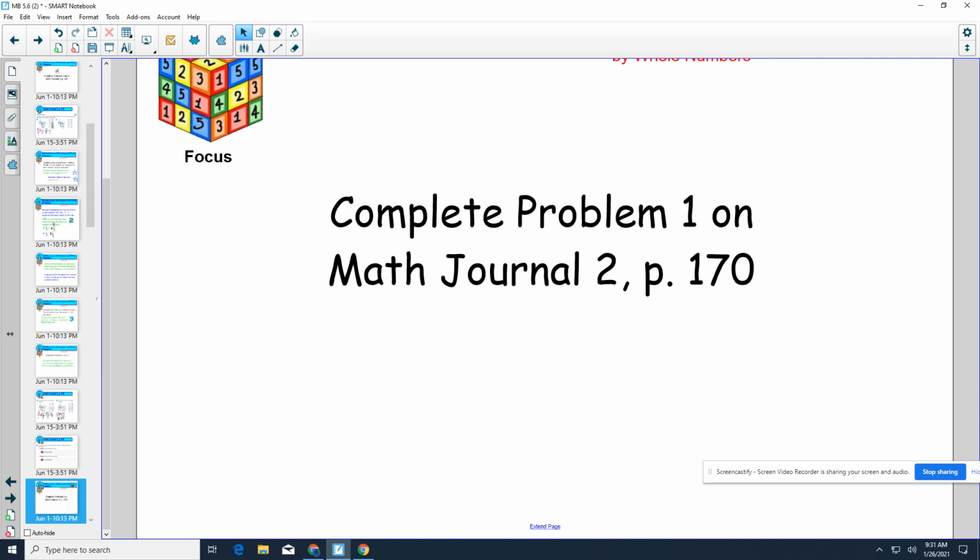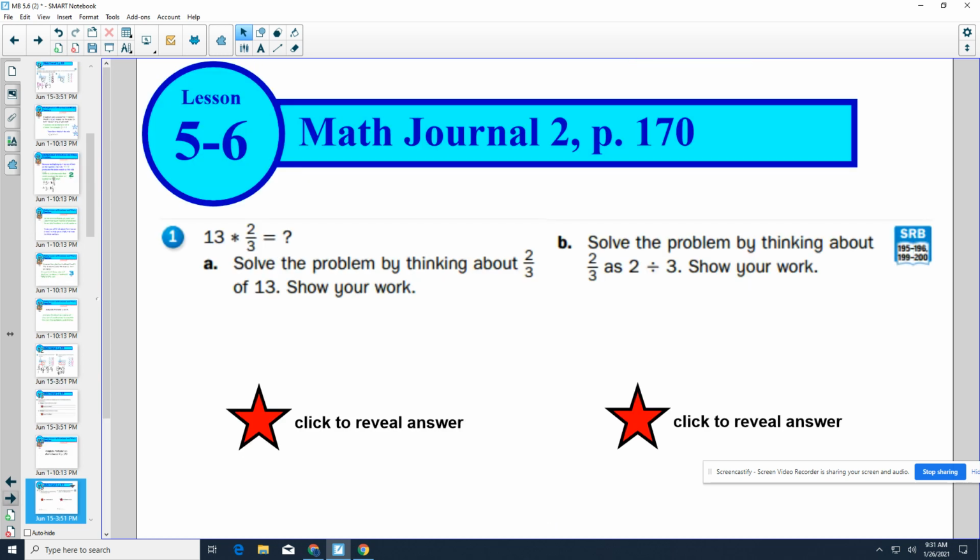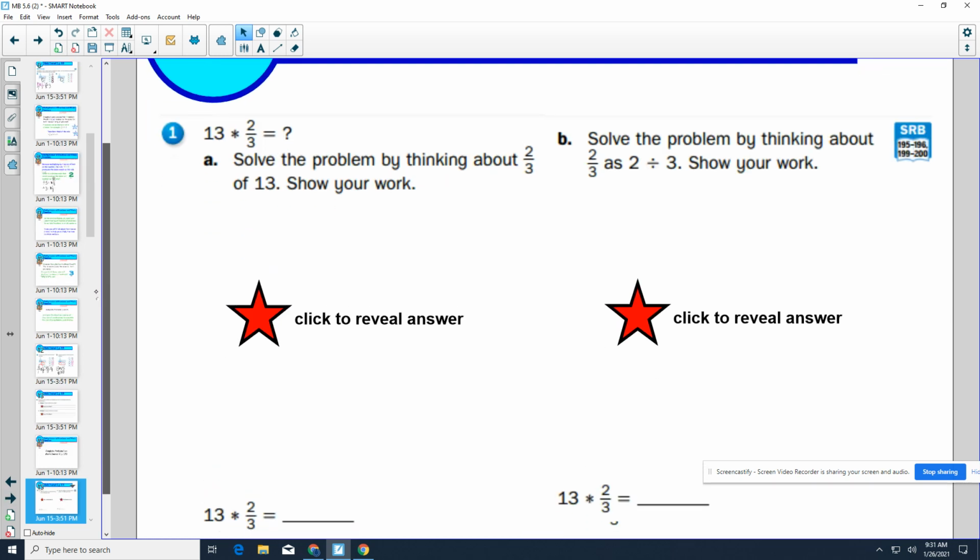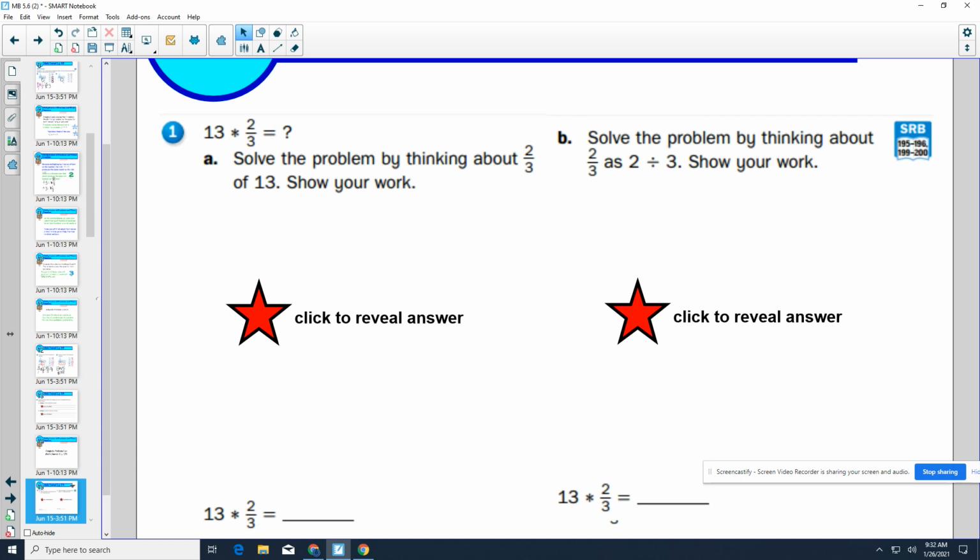All right, so go ahead and pause the video, and you're going to go ahead and complete problem 1 on page 270. All right, so let's go ahead and look at problem 1 together. And so problem 1 is 13 multiplied by 2/3. Solve the problem by thinking about 2/3 of 13. So I could use 2 different strategies here.